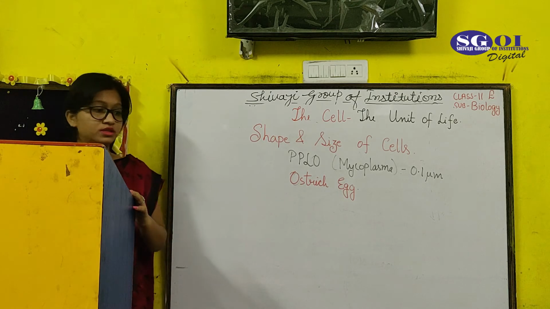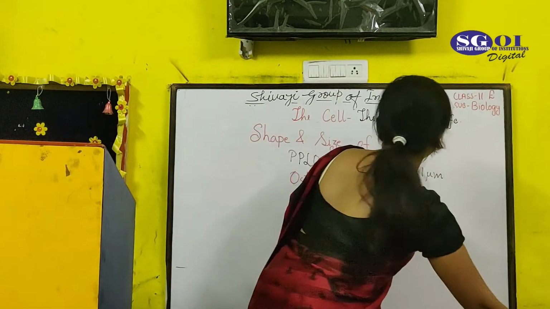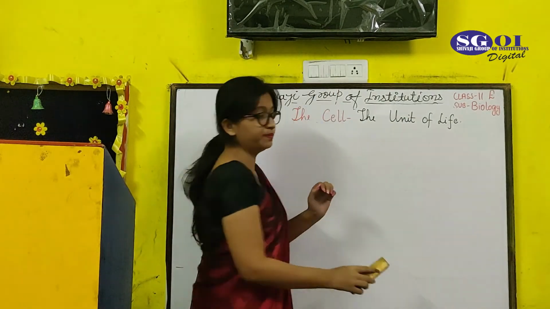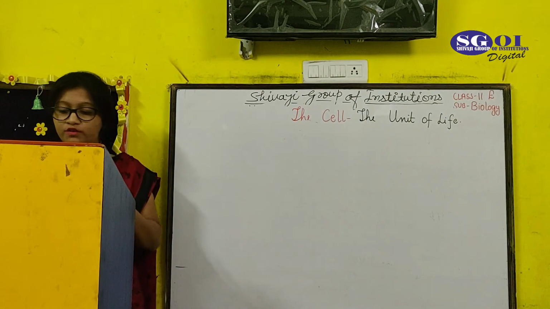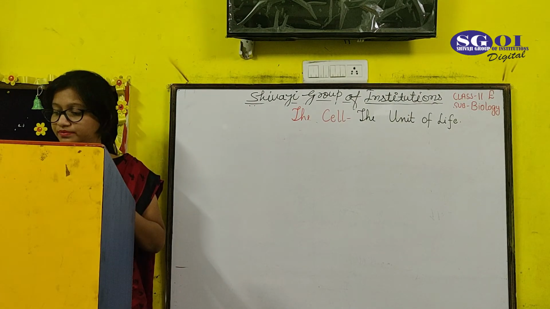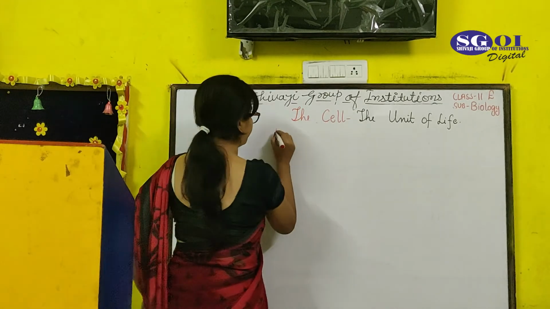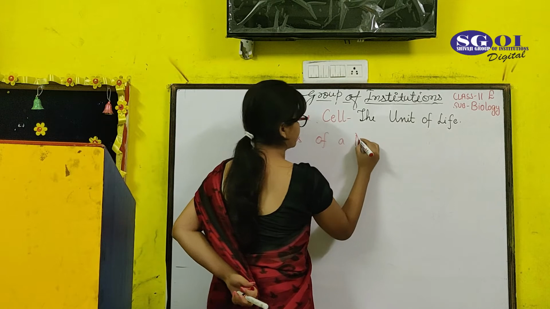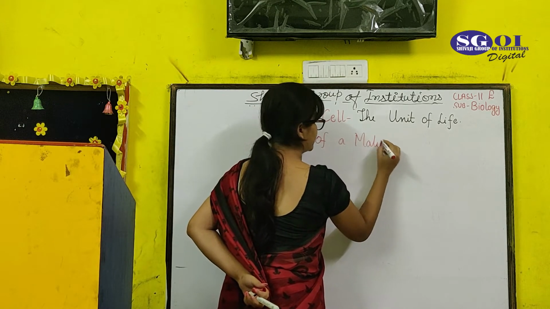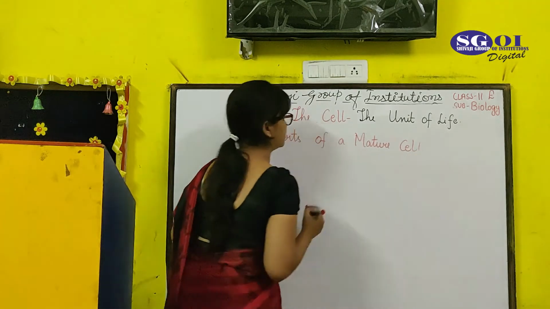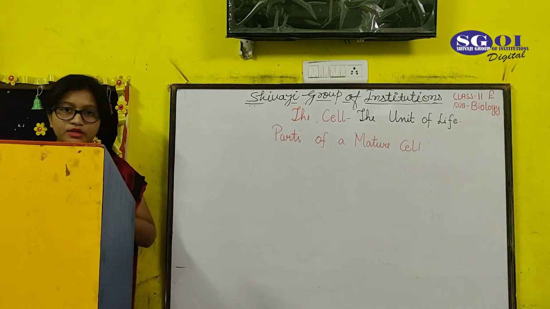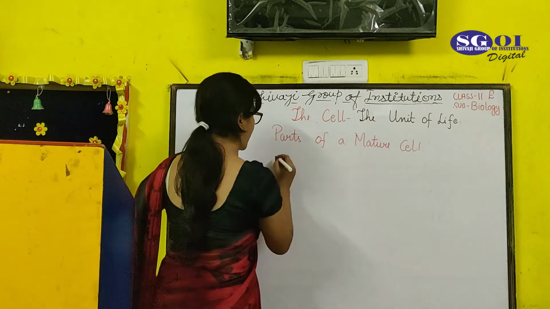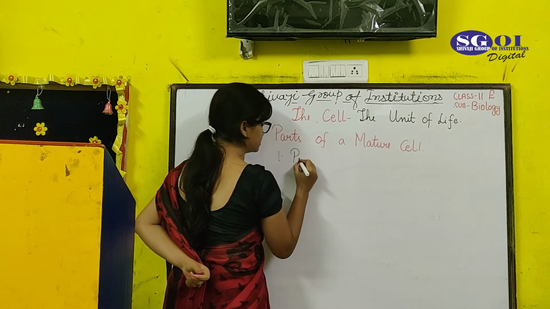Now we are going to discuss the parts of a mature cell. What are the parts that constitute the cell? We will discuss the different parts of the cell. So there are three important parts of a mature cell: protoplasm, vacuole and cell wall.